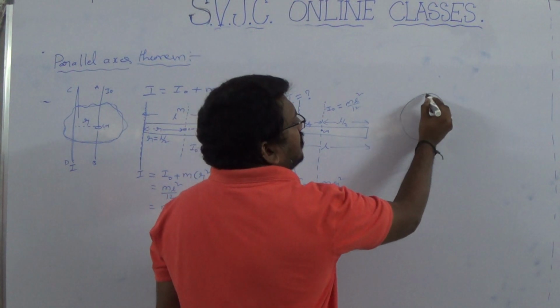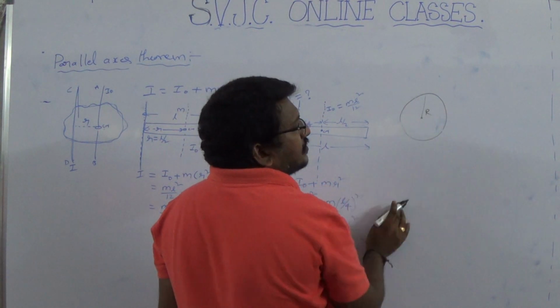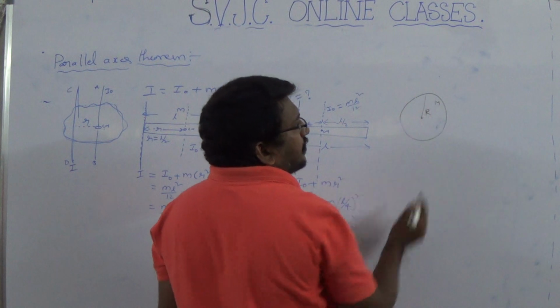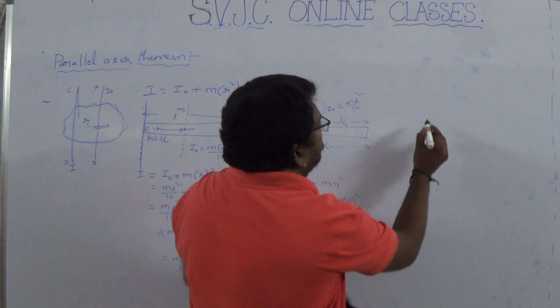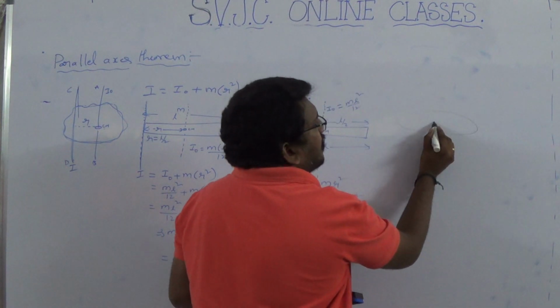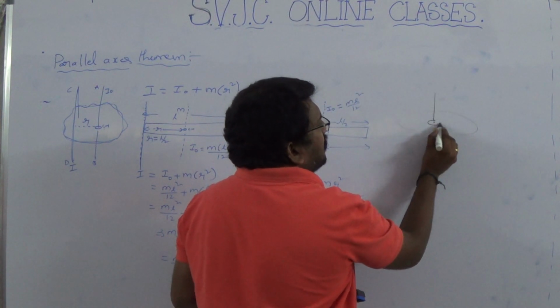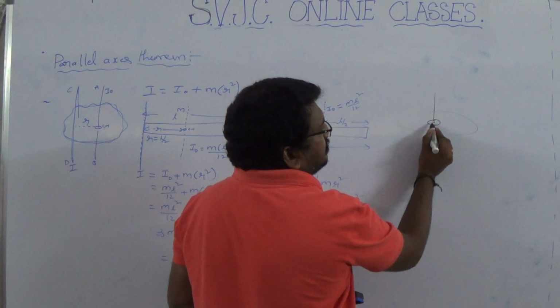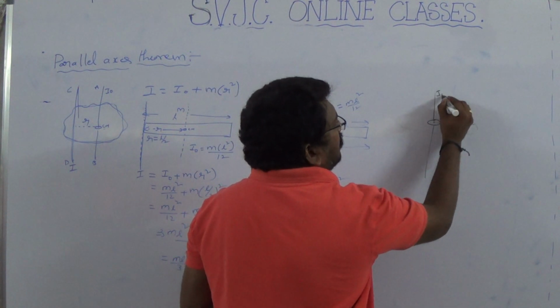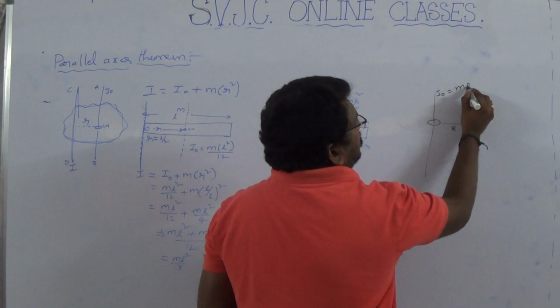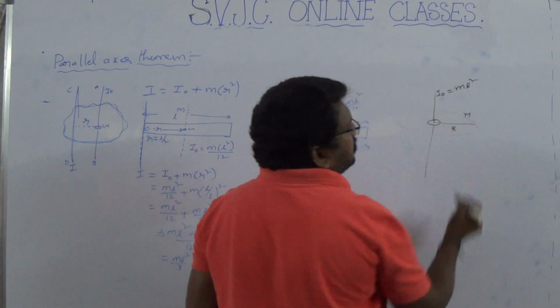Ring, radius r, mass m. What is the moment of inertia of the ring about the axis passing through the center of mass? Radius r, mass m. We know the value I naught, that is equal to m r square for a ring.